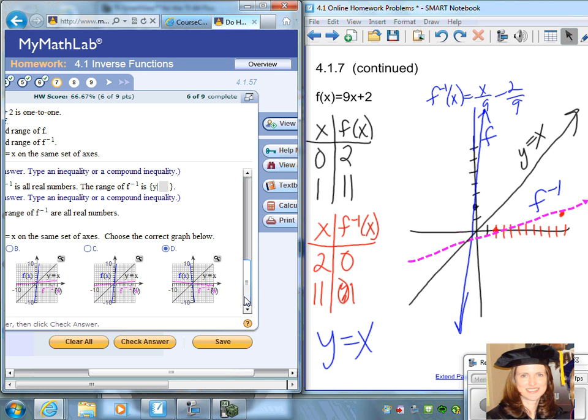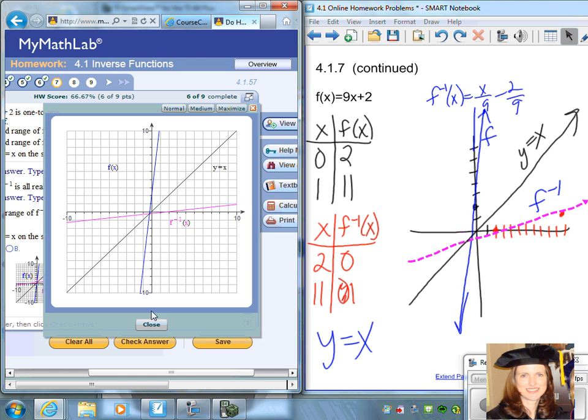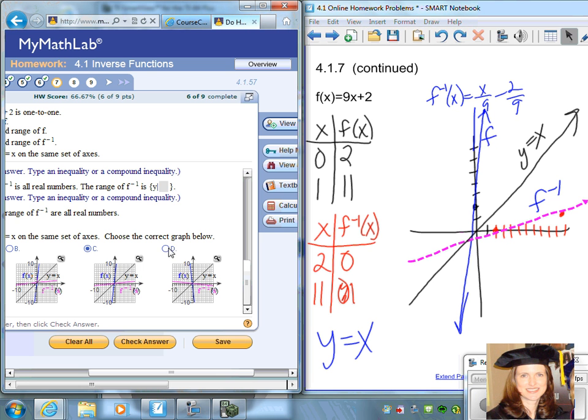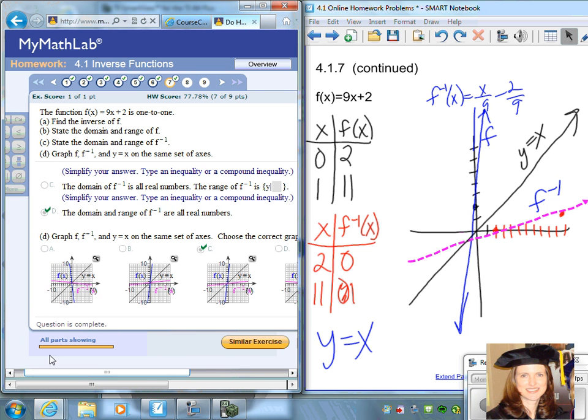Okay, let's double check. I may need to zoom into some of these. Sorry about that. I looked at choice C, which looks correct, but then when I went to check my answer, I actually selected D. Sorry about that. All right, so for the last two ones, you were finding the inverse, looking at the domain and range, and graphing them both on the axis. The shortcut for graphing is if you know a couple points on the function, simply reverse the order to find the points on the inverse.